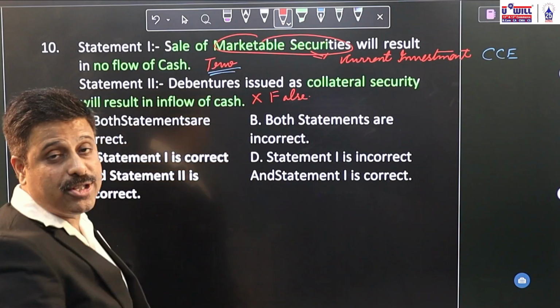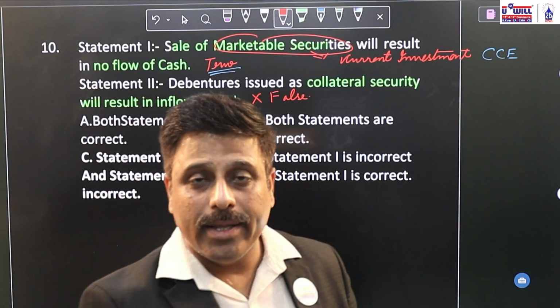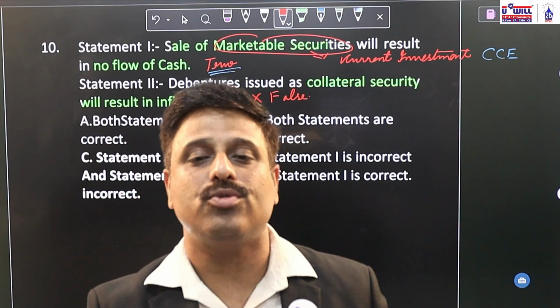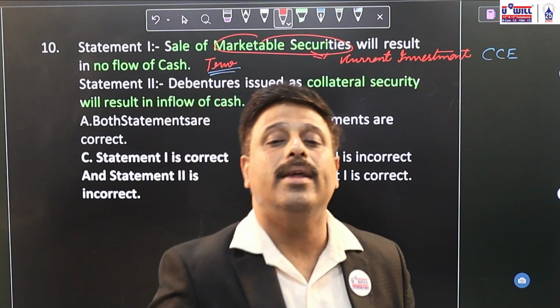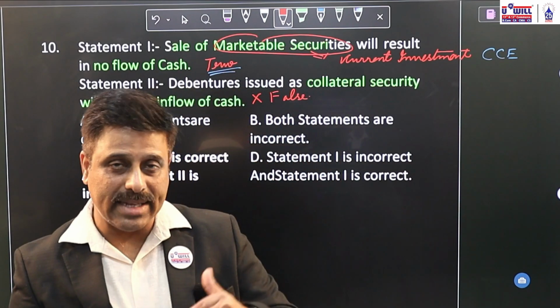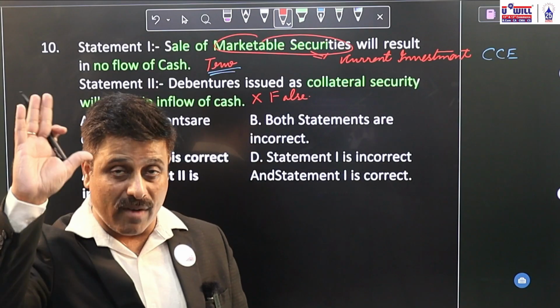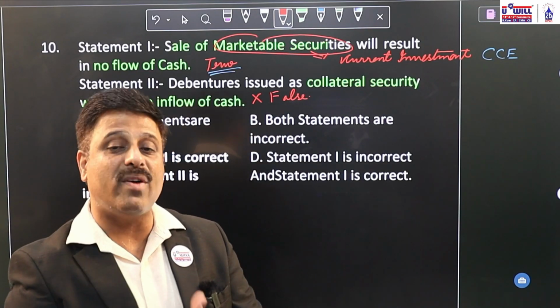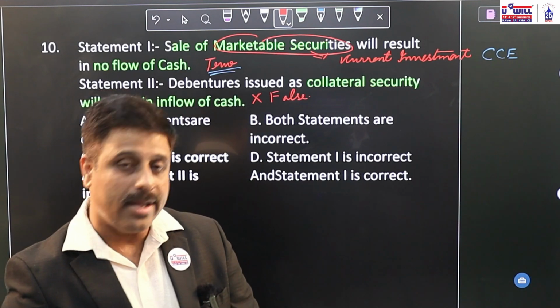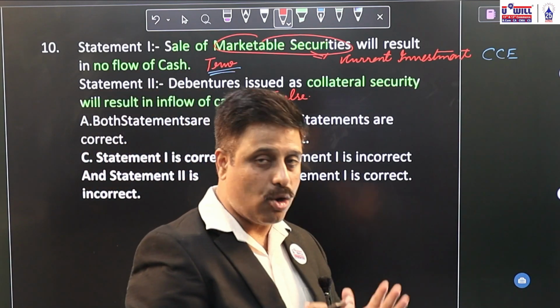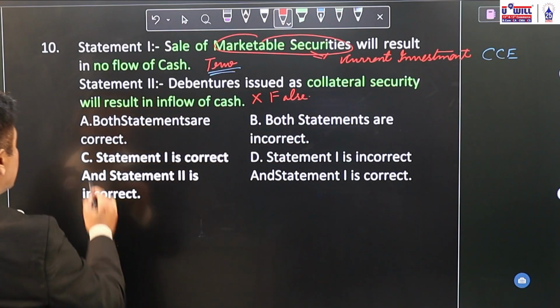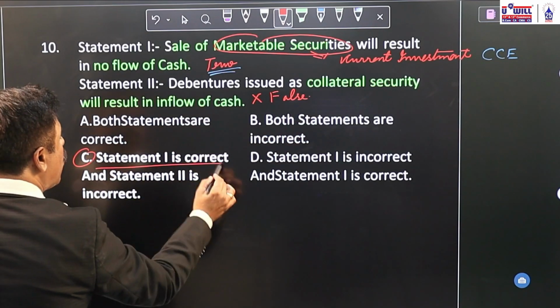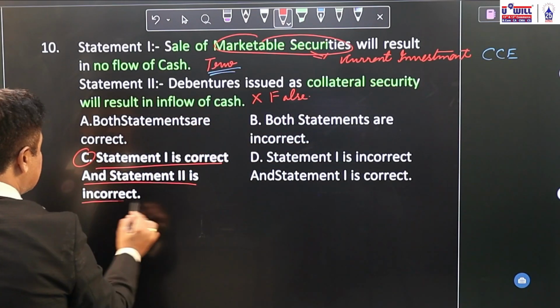If you issue the debentures as collateral security, then you are actually not issuing the debentures to anyone. Okay. You are borrowing a loan against which you are giving the debentures. So borrowing of loan is a separate transaction where the cash is going to increase. But for issue of debentures as a collateral security, neither is cash going to come in nor is cash going to go out. So option C, statement 1 is correct, but statement 2 is incorrect.